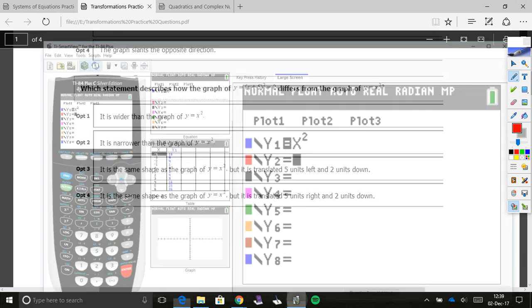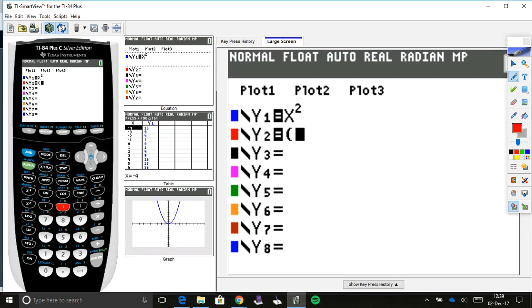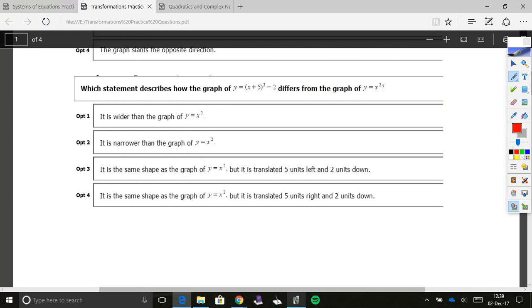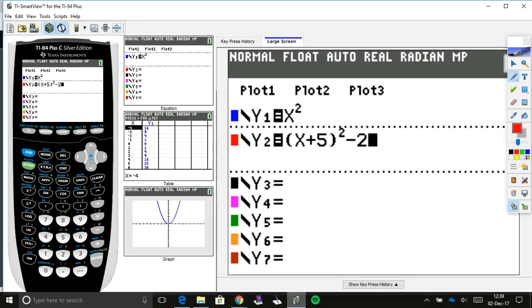X plus 5 squared plus 2. Notice the parentheses. Keep that in mind. We'll have this x plus 5 in here, the parentheses. We'll go ahead and square that. And then was it plus 2? Or was it minus 2? Okay, cool. Minus 2. So definitely worth double checking. Make sure you type that in properly. That's going to make a big difference.